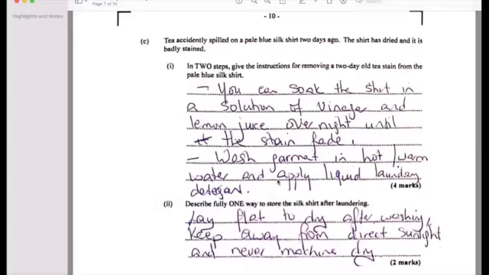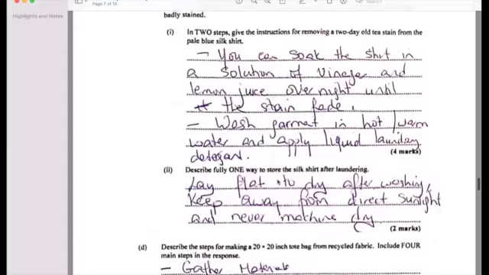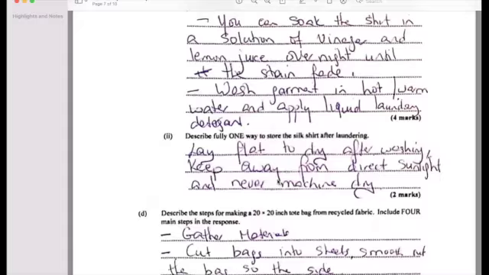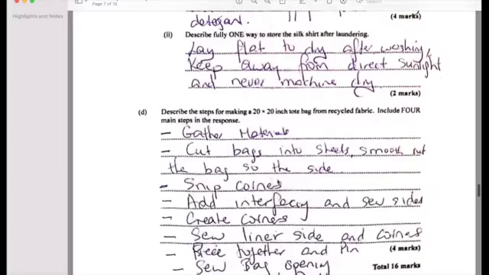The next question: describe fully 1 way to store a silk shirt after you do laundry. So when you wash and you dry, what do you actually do with your silk? You lay it flat to dry after washing. Keep it away from direct sun, because you don't want the direct sun to take away the sheen and the luxuriousness of that silk. And you never put it in the machine to dry, to avoid reducing its fabric quality.